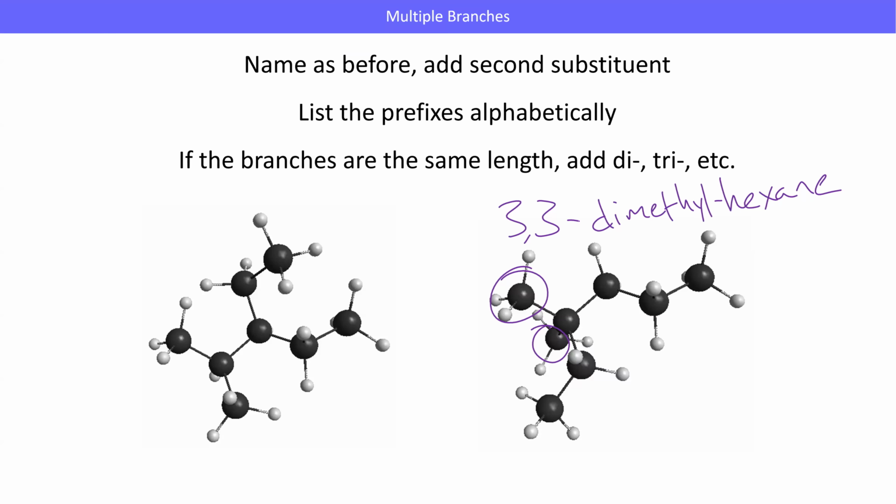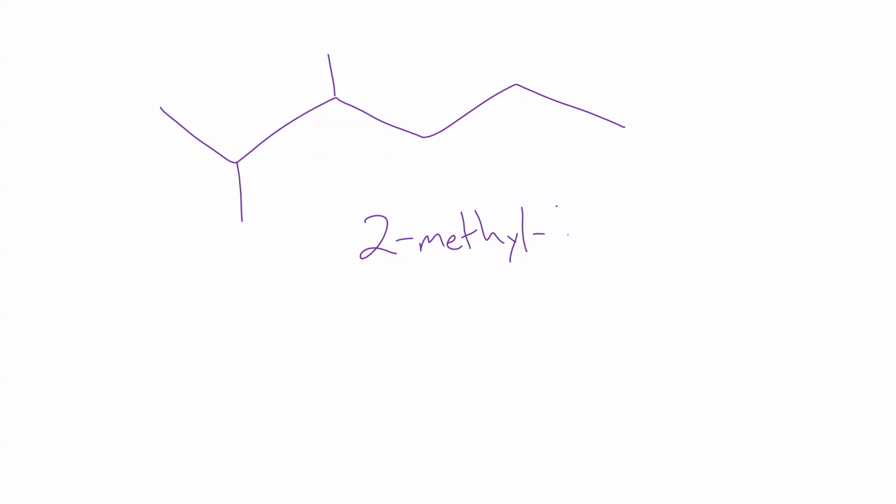The other temptation that we see is, 1, 2, 3, 4, 5, 6. We had methyls on two different carbons. People get tempted to say 2-methyl, 3-methyl. Exactly. So anytime you've got the same prefix twice, or the same branch twice, you have to combine them.